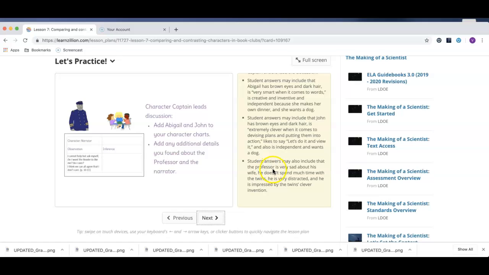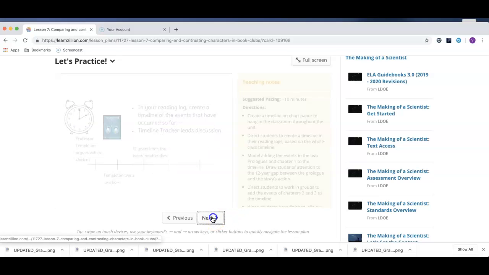But the professor, you can write about the professor that he's very sad about his wife. He doesn't spend much time with the twins. He is very distracted and he is impressed by the twins' clever invention.